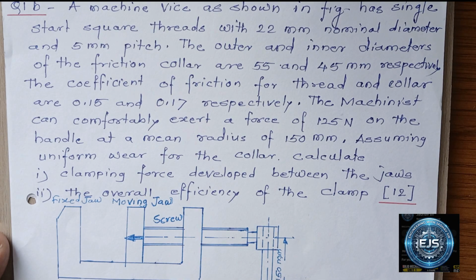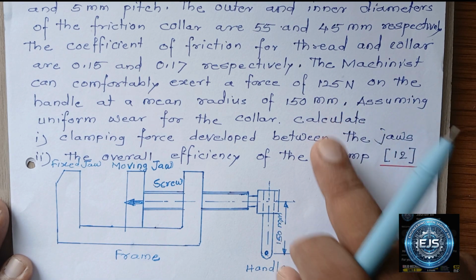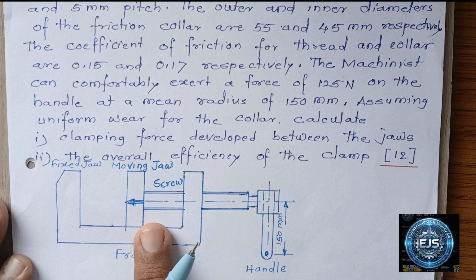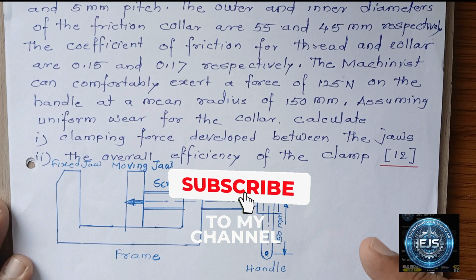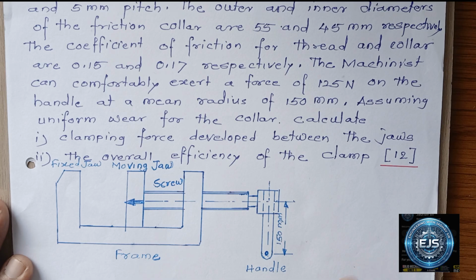So the machinist can apply a force of 125 Newton on the handle, and this force is applied at a radius of 150 mm. Force into radius is nothing but the torque applied on the screw through this handle. Here is the example of a machine vise. A machine vise has a fixed jaw and a moving jaw. The moving jaw is connected to the screw and the screw is connected to the handle. The torque is applied to the handle. A force of 125 Newton is applied on the handle at a radius of 150 mm, so that creates a torque, and the rotary motion of the handle is converted into axial motion of the screw. This moving jaw is moved forward and backward to apply the clamping force on it.